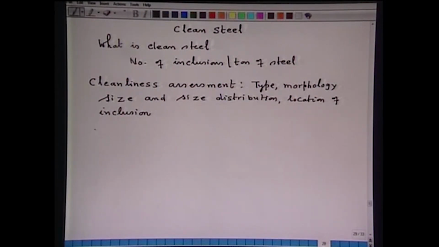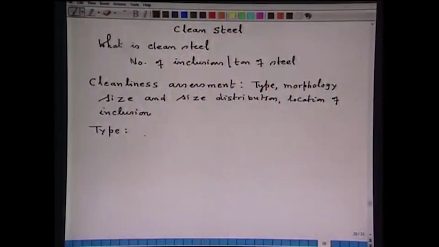Now, let us say what is the type. An inclusion in fact is a chemical compound of metal plus non-metal, and hence it is termed non-metallic inclusions. What are the different types of inclusion? One of the types is oxides.